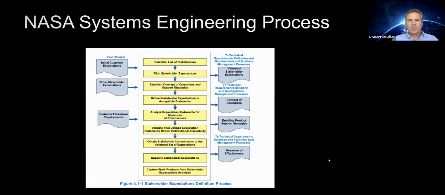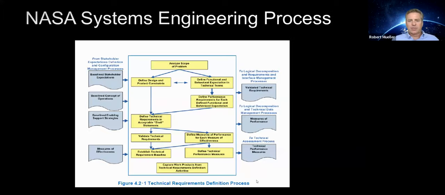Now, if you dive further in, this whole process here is called the stakeholder expectations definition process. It's just about finding out what are our needs and objectives. And that includes all the stakeholders. So just that alone is a big exercise. Next, you dive into the technical requirements definition process. So once you understand what you're trying to do, then you start to try to quantify it and put hard requirements on it so we can actually go design the equipment and make the missions happen. So this is a very well-known process, and engineers at NASA are well versed in the art of systems engineering.